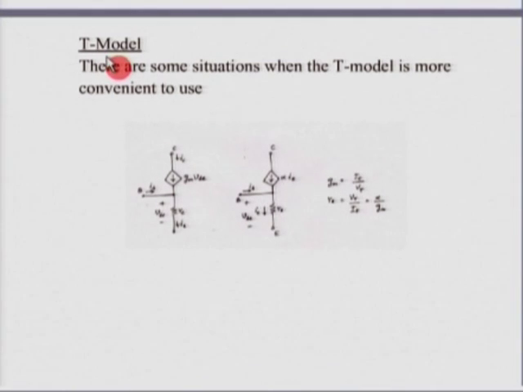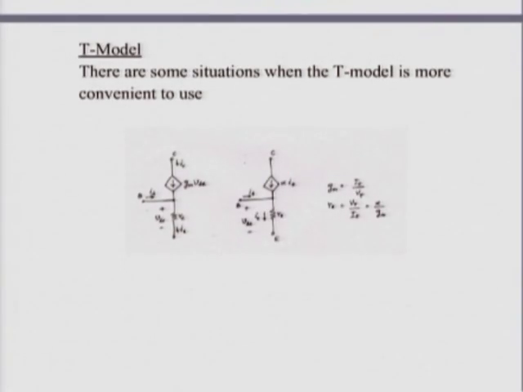Now, in the previous example of the common emitter amplifier, we used the hybrid pi model to analyze it. There is another model called the T model. This particular model is useful in some situations. We will see which situations where this is convenient.